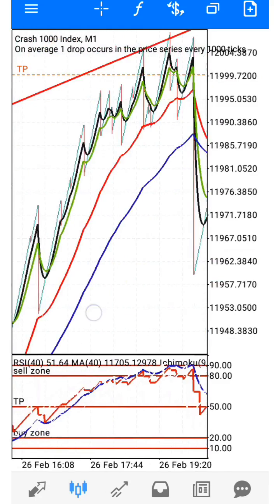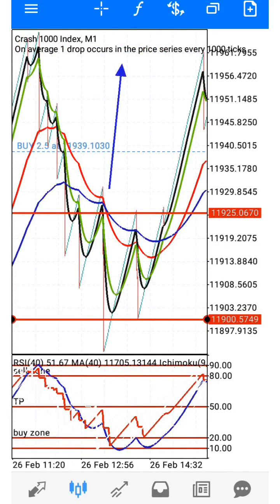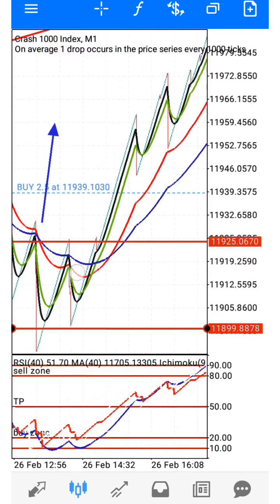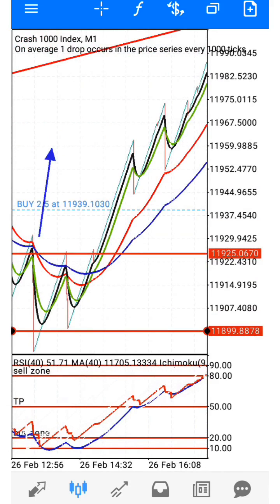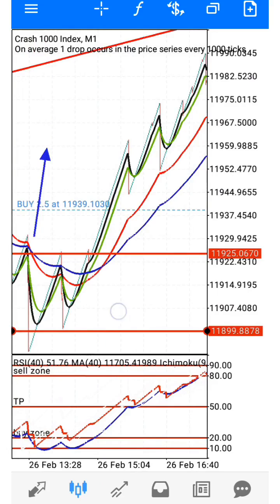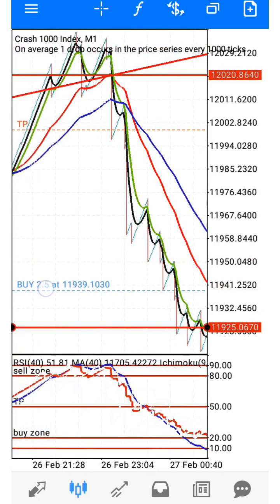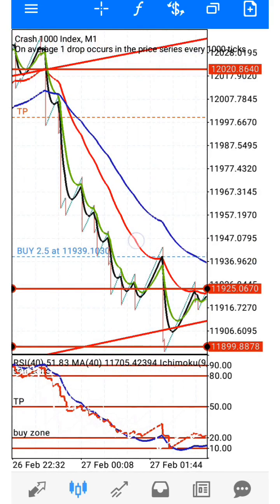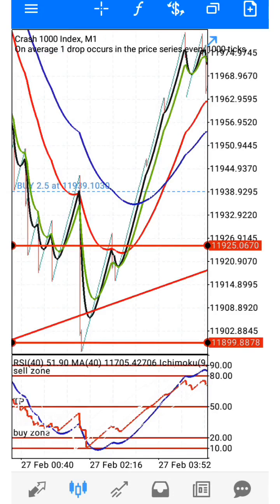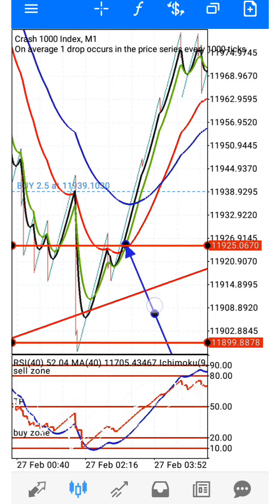Look at it here. This is where we buy our market after this confirmation. This is how we get our confirmation here. You see the confirmation here? This is the first confirmation, and this one will be the second confirmation.